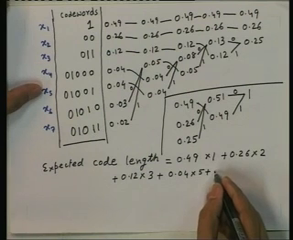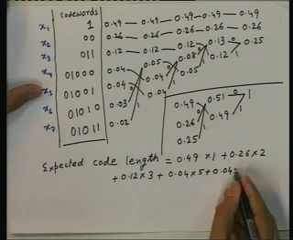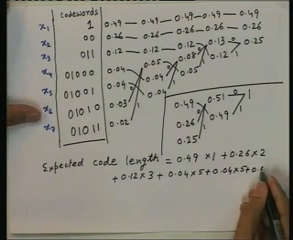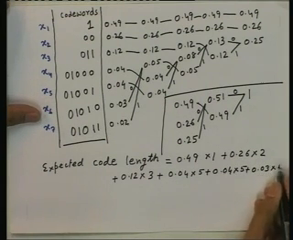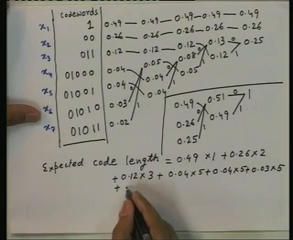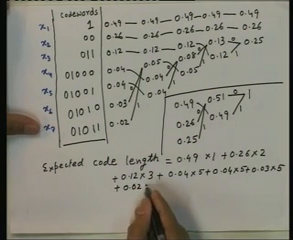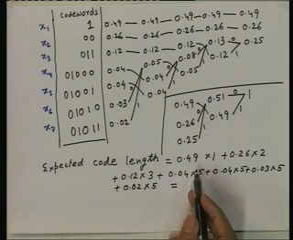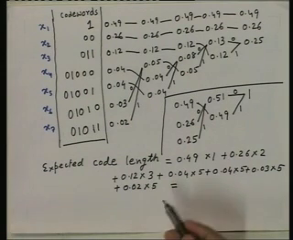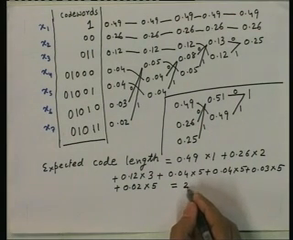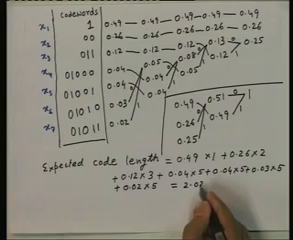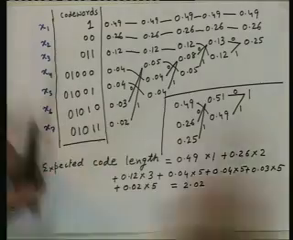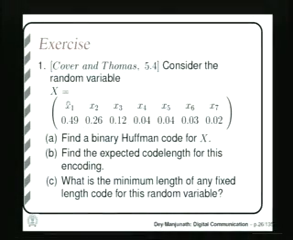plus again 0.04 times code length 5 plus 0.03 times code length 5 plus 0.02 times code length 5, and when we multiply this and add all the terms, we get 2.02. So, this is the expected code length of this Huffman code for this random variable.